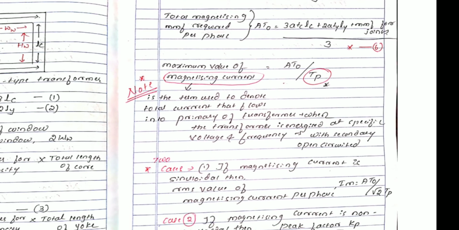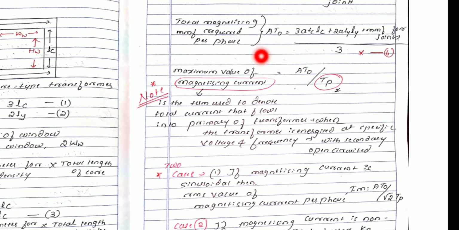So next, this maximum value of the magnetizing current is nothing but this AT0 divided by TP. Why I have taken TP, I wanted to tell you once again: this magnetizing current, that is Im, is the term used to denote the total current that flows in the primary of the transformer. We are discussing no load now. The load would be connected on the secondary side, but there is no load connected at the secondary side, so no current will flow in the secondary. Only in the primary winding will the current flow.